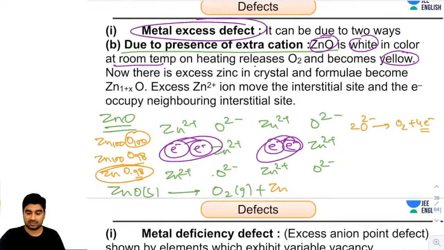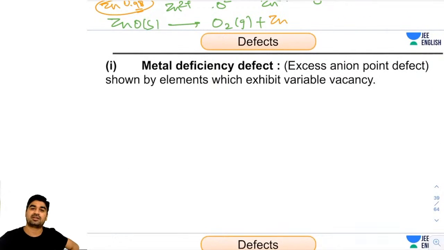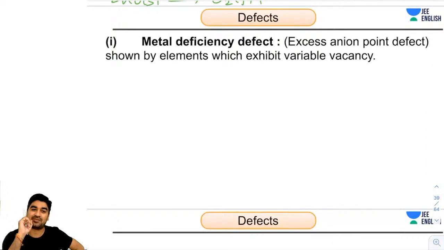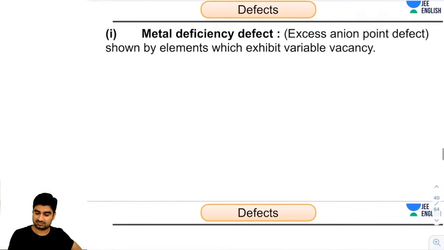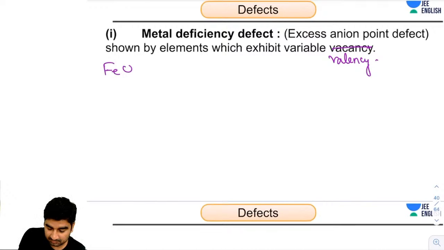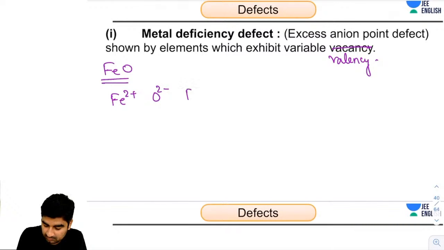What is metal deficiency defect here? Metal deficiency is shown by elements which exhibit variable valency. How? Now, if I'm taking FeO, so guys, Fe will have plus 2 and O minus 2.